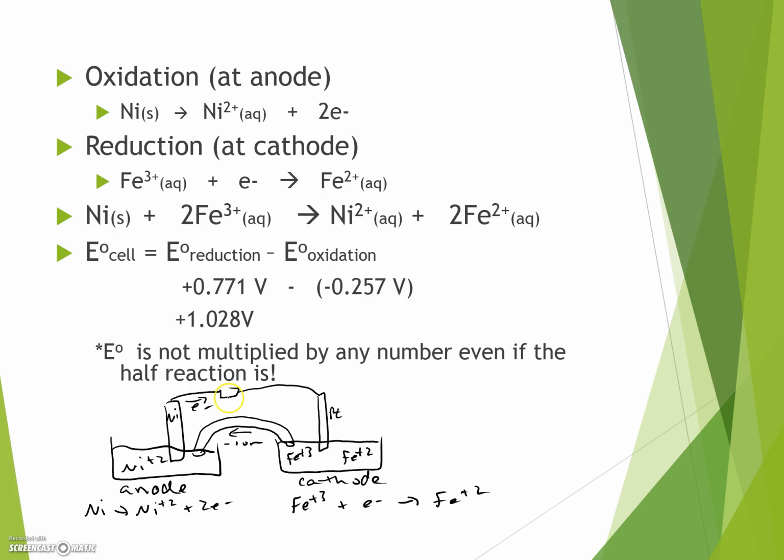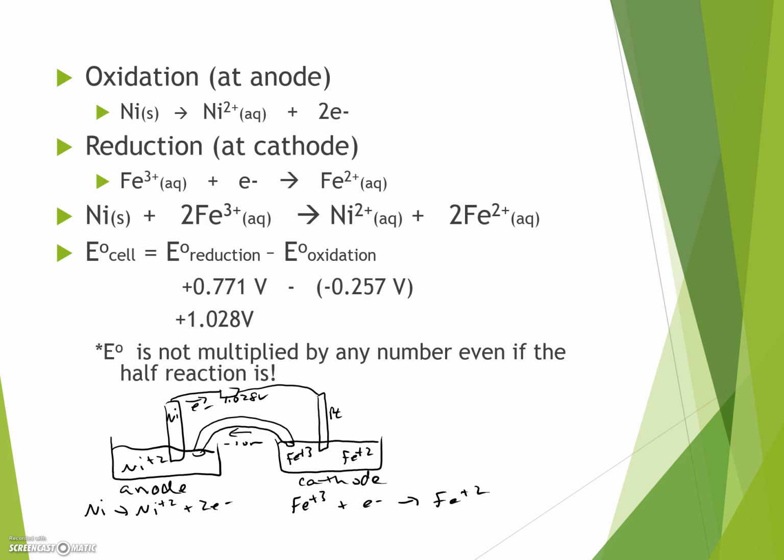The voltmeter is going to register 1.028 volts. And we're going to notice that the amount of nickel on that nickel electrode is going to go down, and the concentration of nickel ions is going to go up over time. Over in the cathode compartment, we're going to notice that the concentration of iron 3 ions is going to go down, while the concentration of iron 2 ions goes up over time.